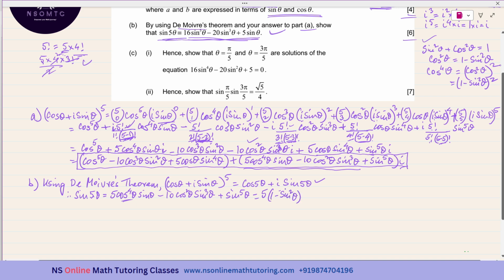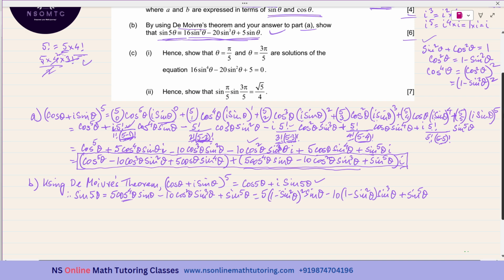whole square and sine theta minus 10 cos square theta, so it is 1 minus sine square theta, and sine cube theta plus sine to the power of 5 theta.